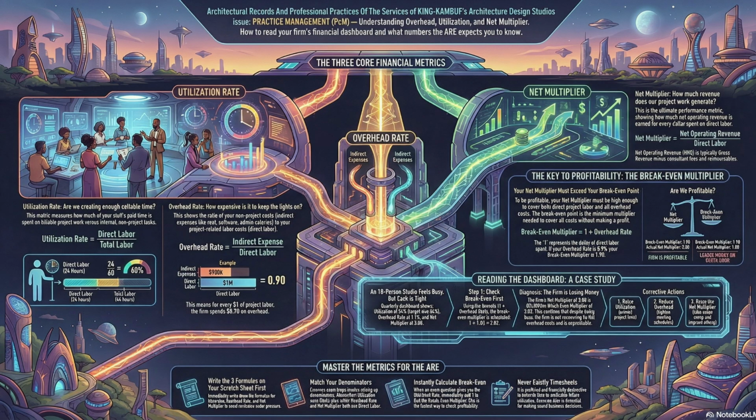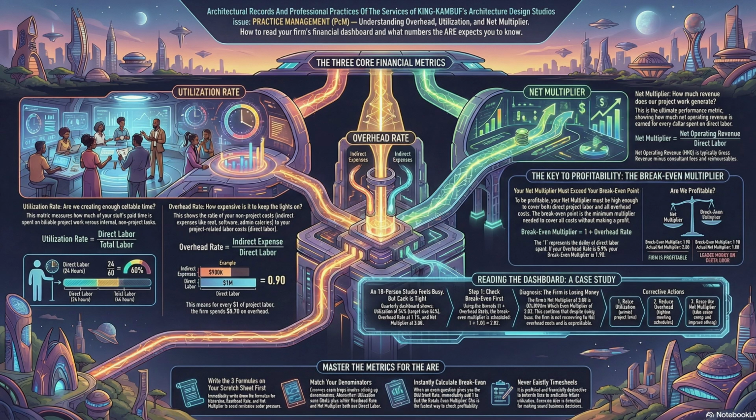Let's assume the firm's total indirect expense, rent, admin, software, all of it, is $900,000. And the firm's total direct labor cost, the salaries and benefits of the project staff, is $1 million. Okay. So the overhead rate calculation is 900K divided by 1,000K. That gives us 0.90. So what does that 0.90 actually mean?